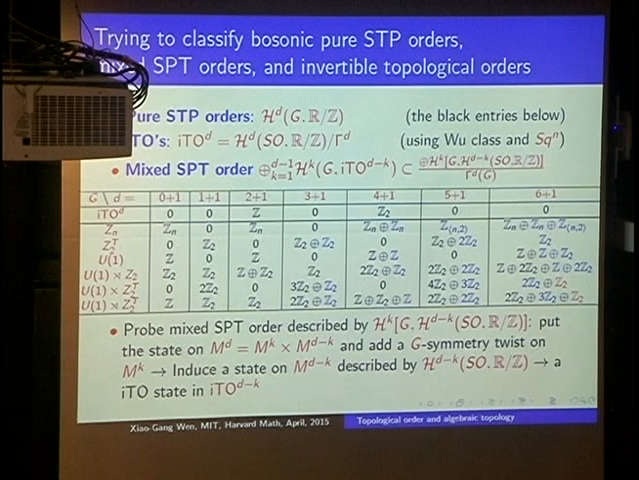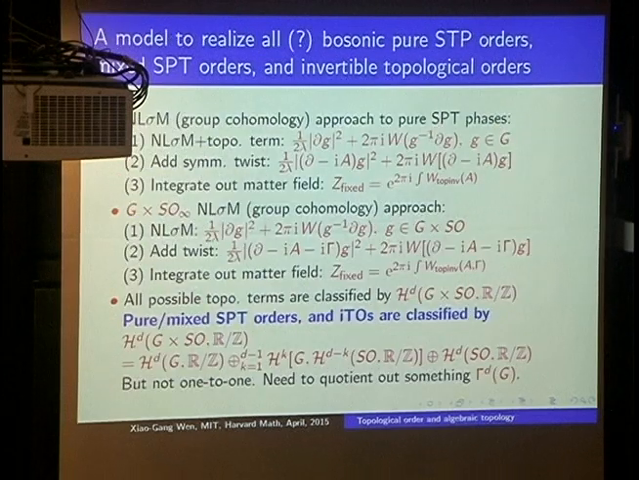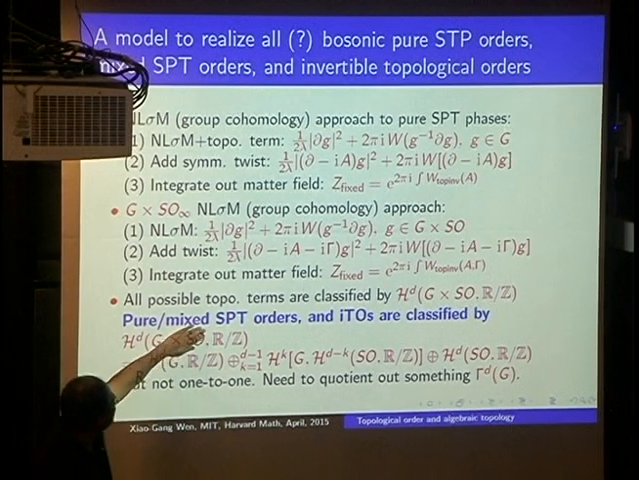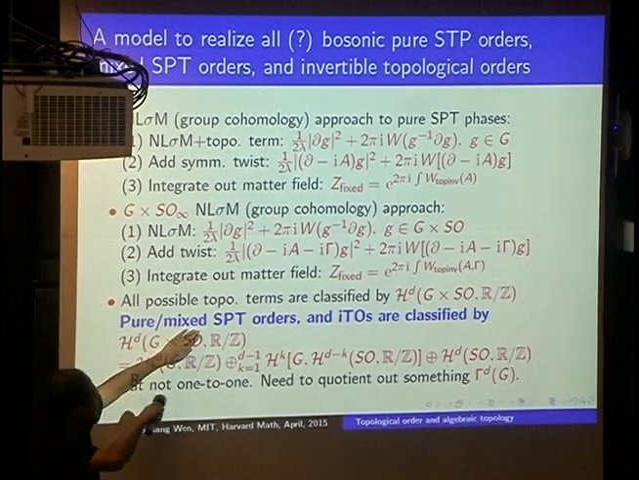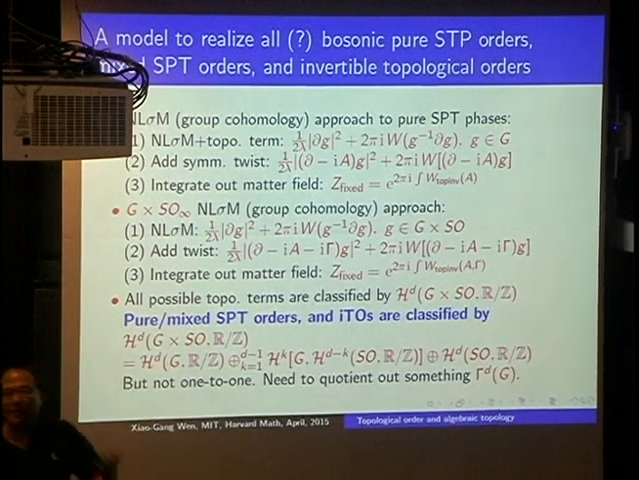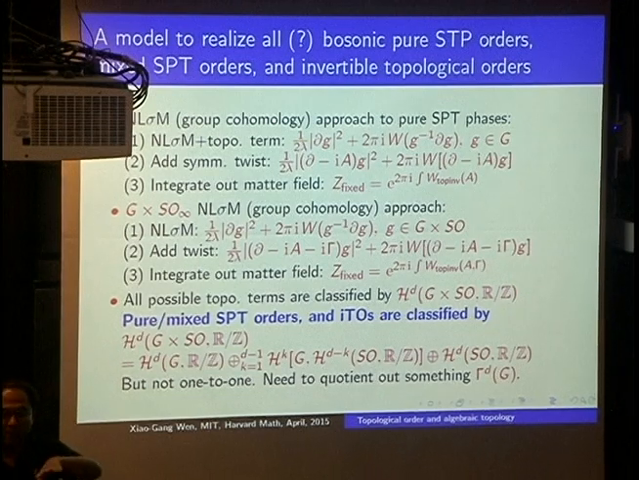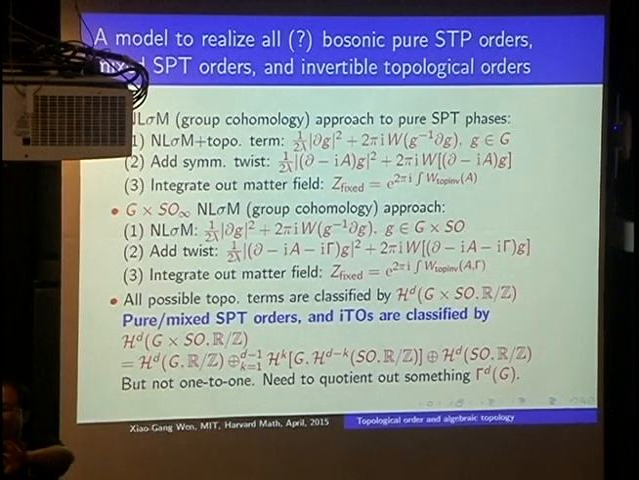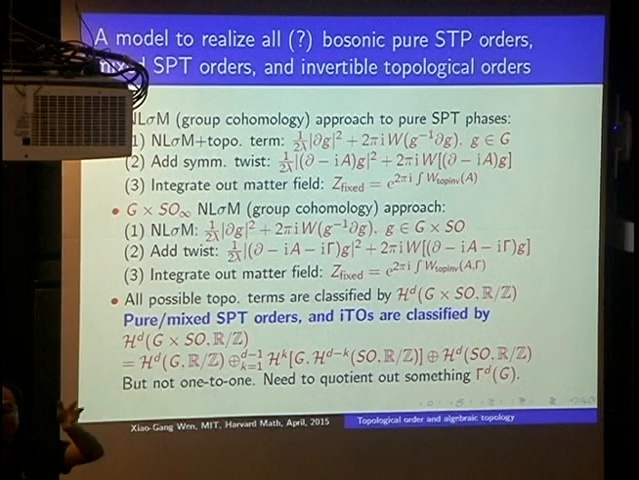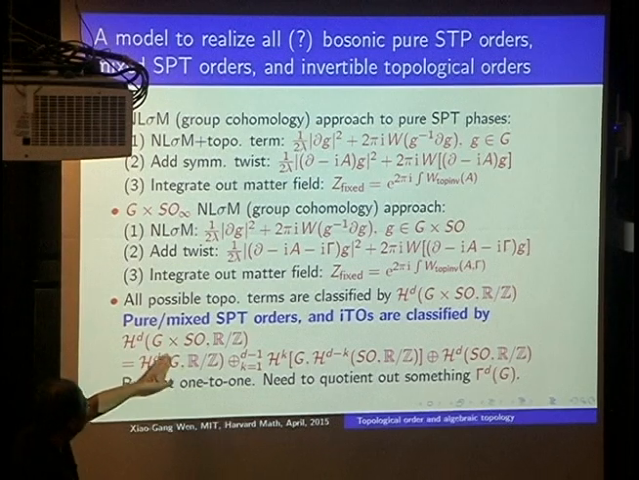Actually, it can be classified by group homology as well. Remember, before, we used the group homology of a symmetry group to classify SPT states. But when you have gravity, you need to add something. Basically, you need to add the tangent bundle of the manifold, which has an SO connection. So somehow this SO transformation mixes in. It turns out that if you consider the group homology of G times SO.